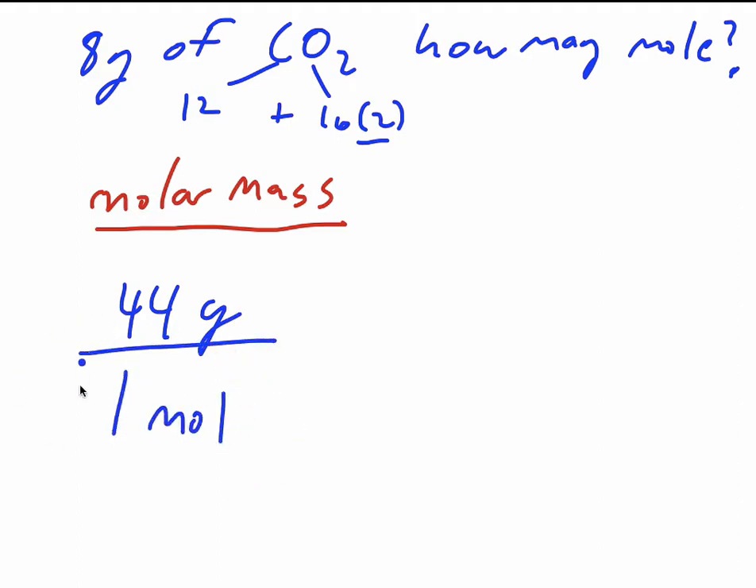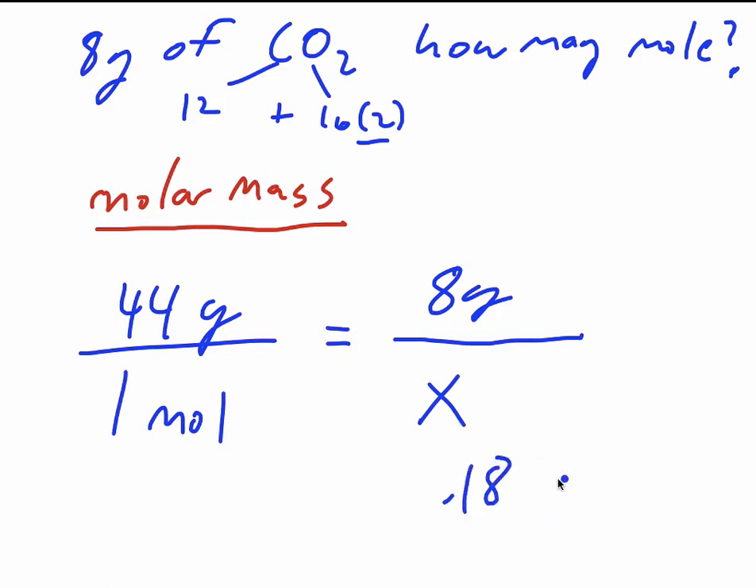That means 6.02 times 10 to the 23rd units, molecules, compounds, whatever you want to say, of CO2 has a mass of 44 grams. Well, if 44 grams is 1 mole, 8 grams is how many moles? So we cross multiply. 44 times x is equal to 8 times 1. Then we simply do 8 divided by 44, and I get 0.18. I'm not big on rounding. 0.18 moles.